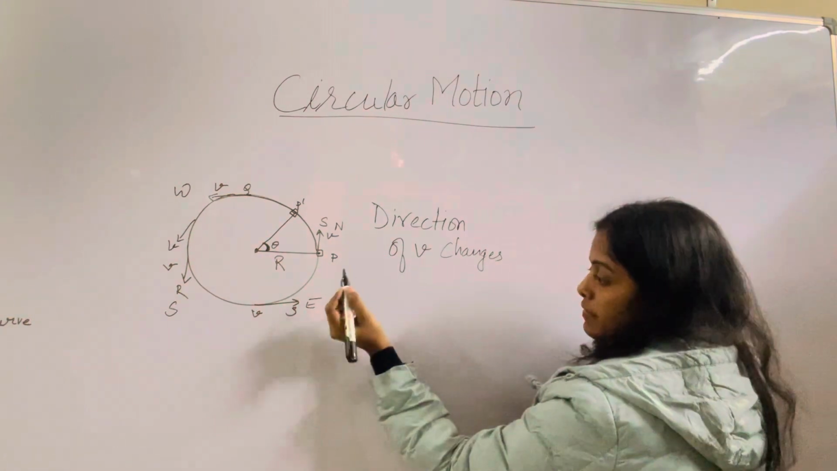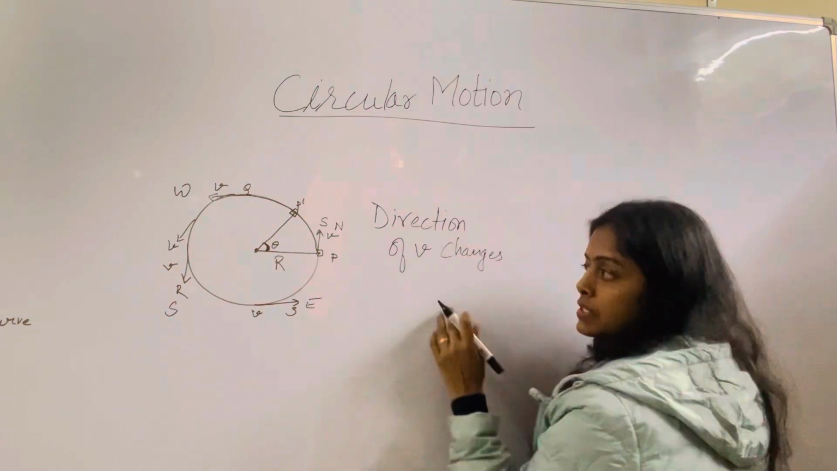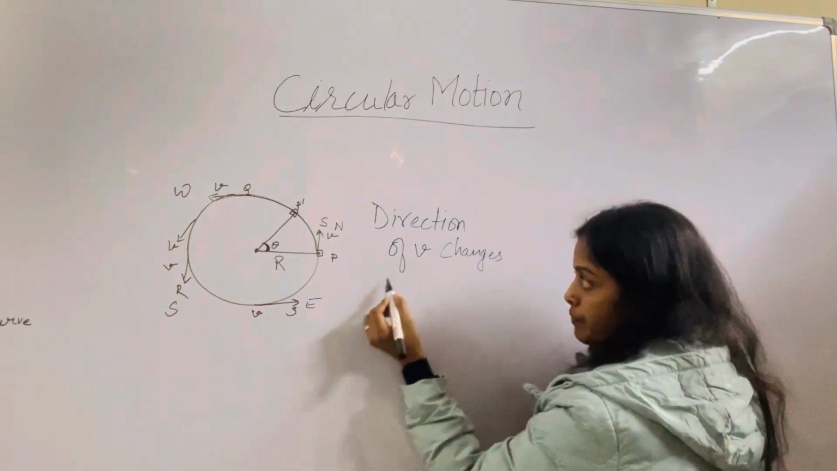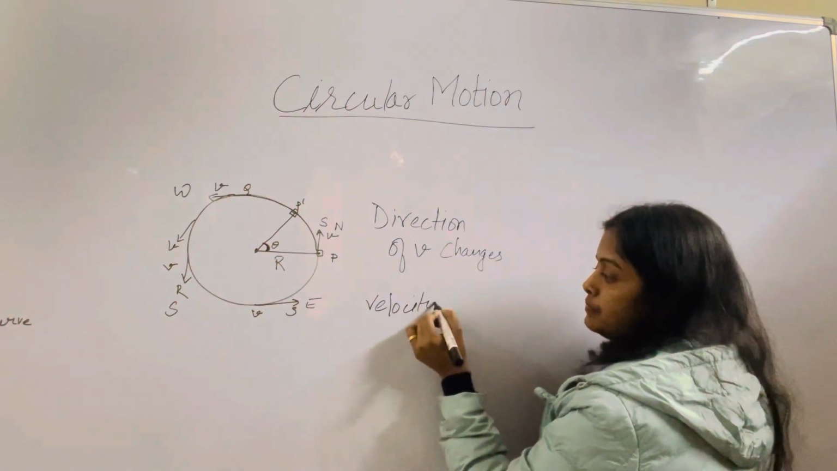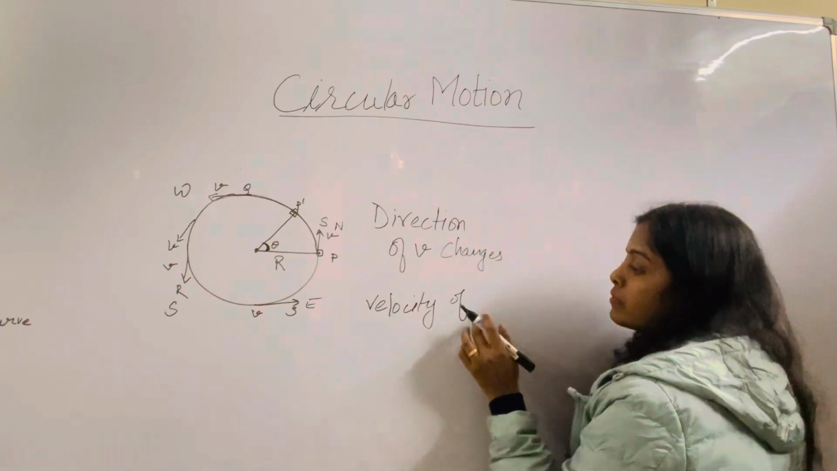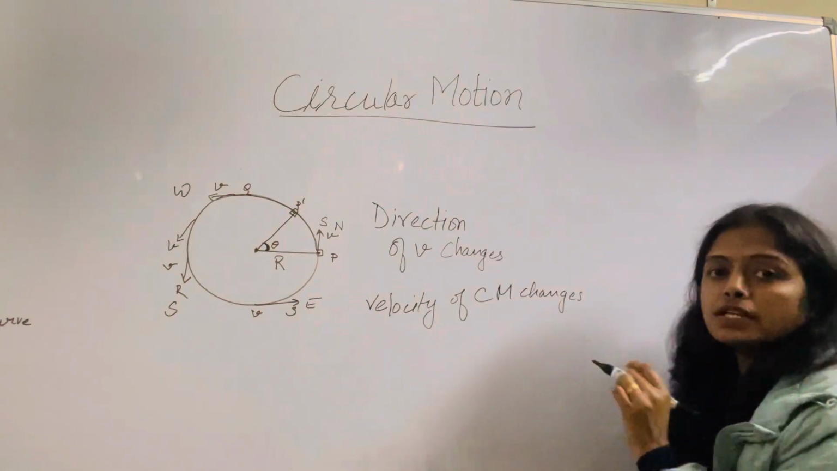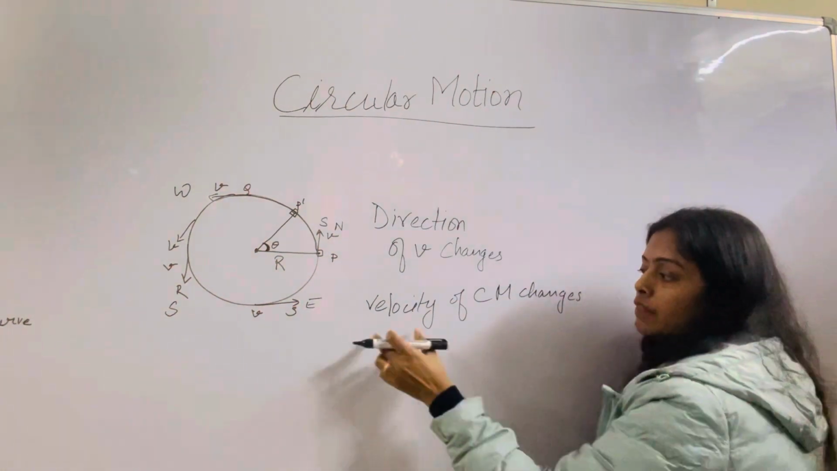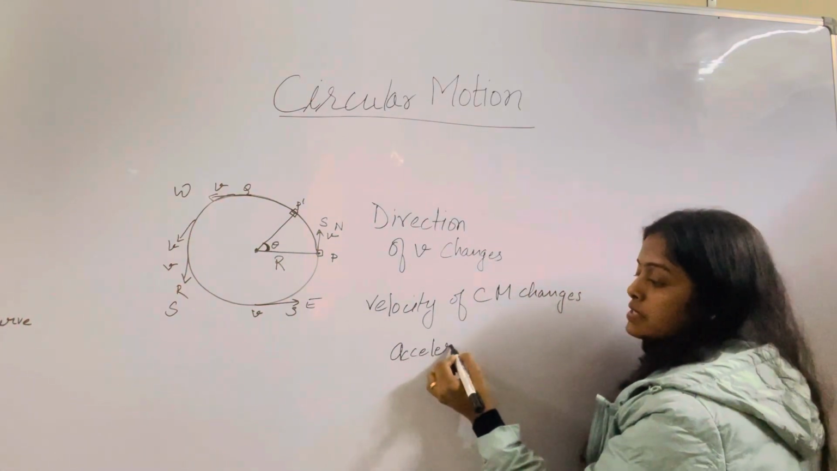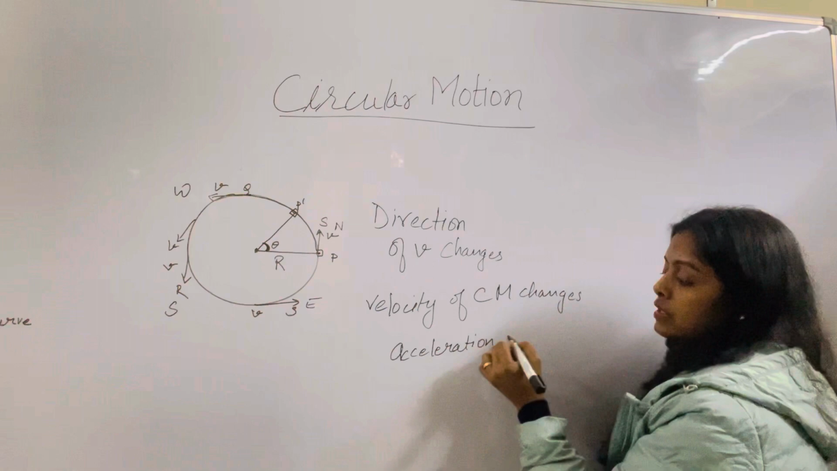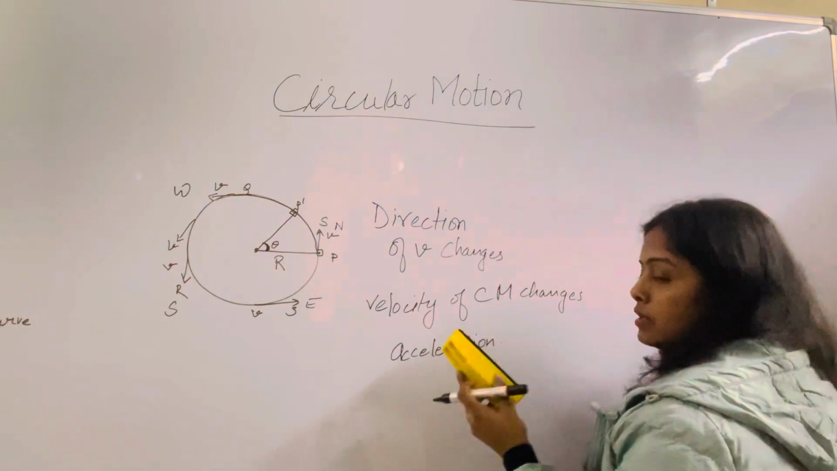So in a circle we have infinite times the direction of velocity changes. So here we can say that the direction of velocity changes, that means velocity keeps on changing. When an object is in circular motion, velocity keeps on changing. Whenever there is a change in velocity, the acceleration term comes into account. That means whenever an object is in circular motion, there will always be an acceleration term.